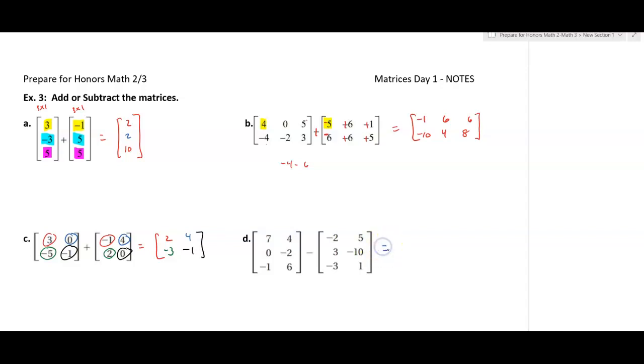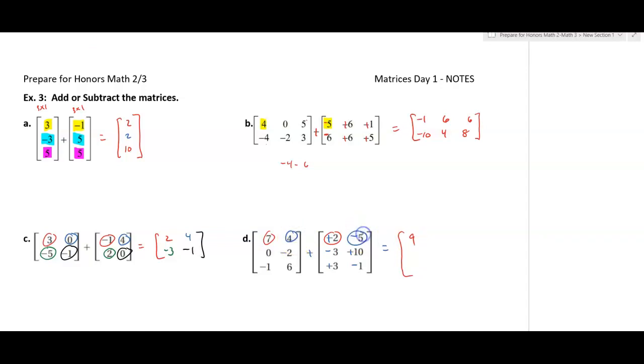For this last one, we are subtracting. So again, switch it to addition and switch the signs on all of these elements. Okay? So again, no different. I'm basically going to do 7 plus 2 will give you 9.